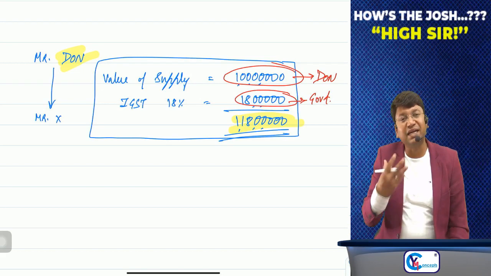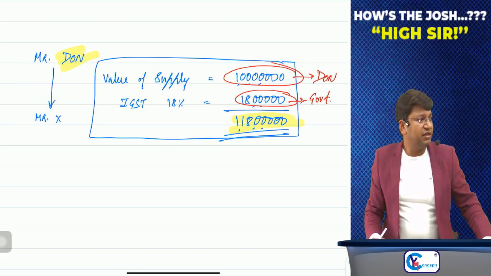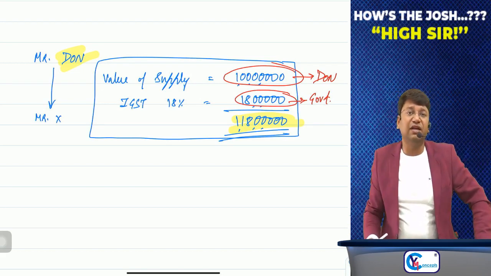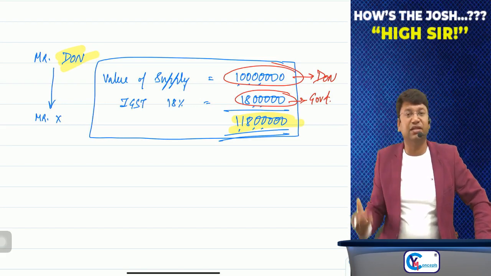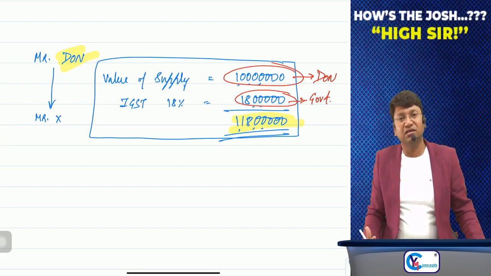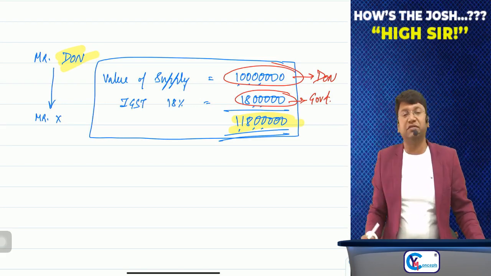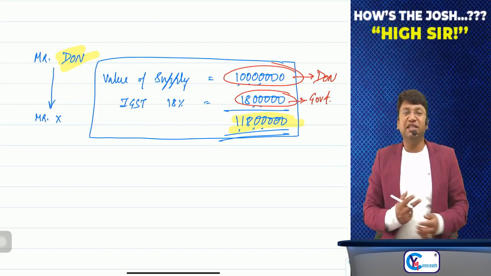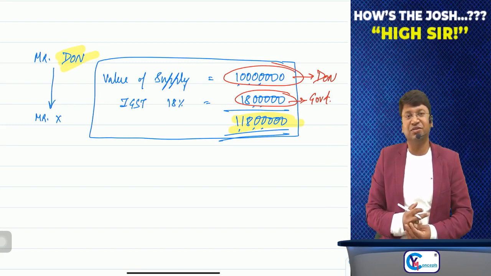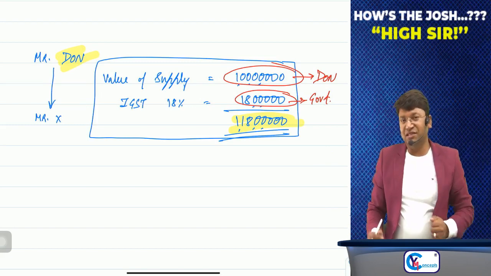Sir, there are some practical difficulties in certain sectors, in certain services. That's why the government identified those services, those goods, and their recipient is made liable for making payment of tax to the government directly. This is just an example.